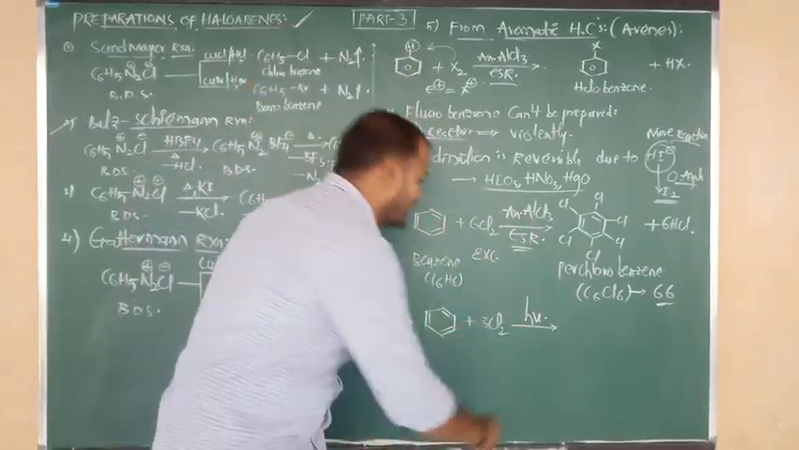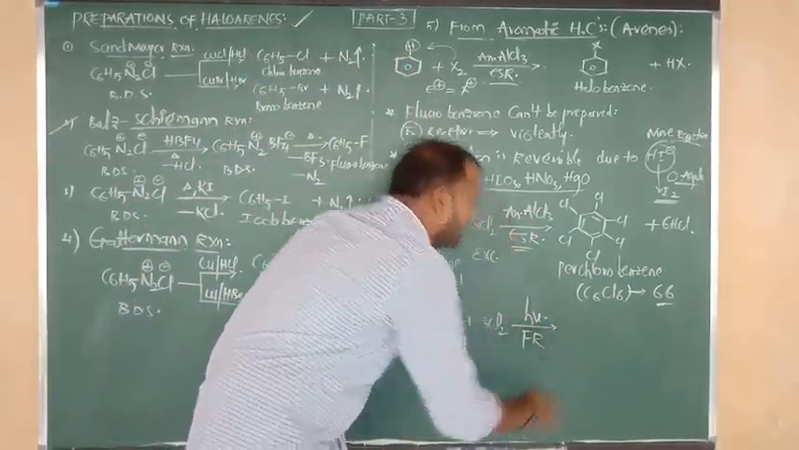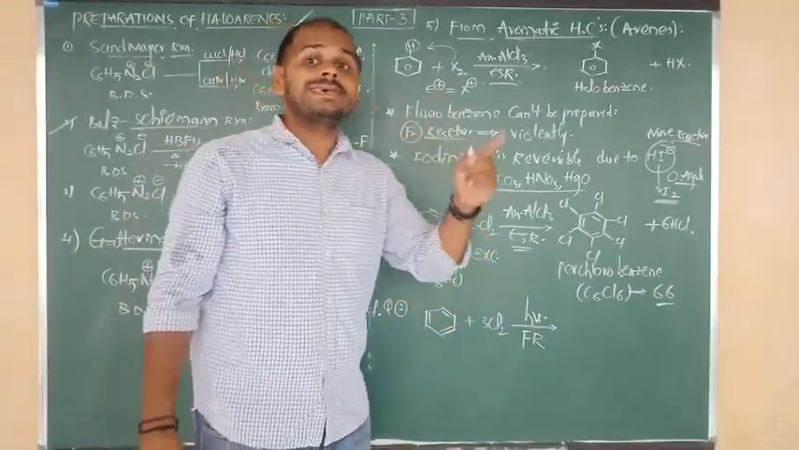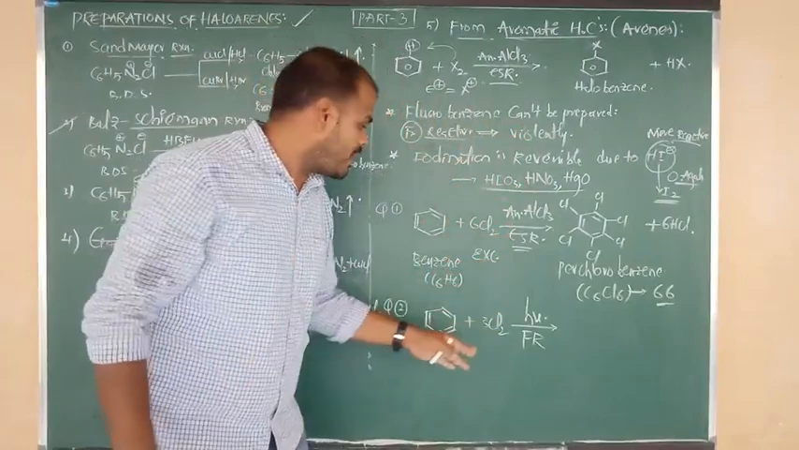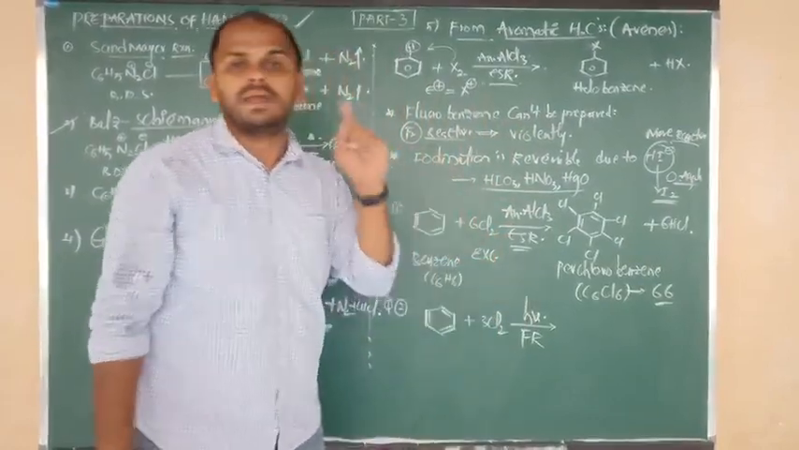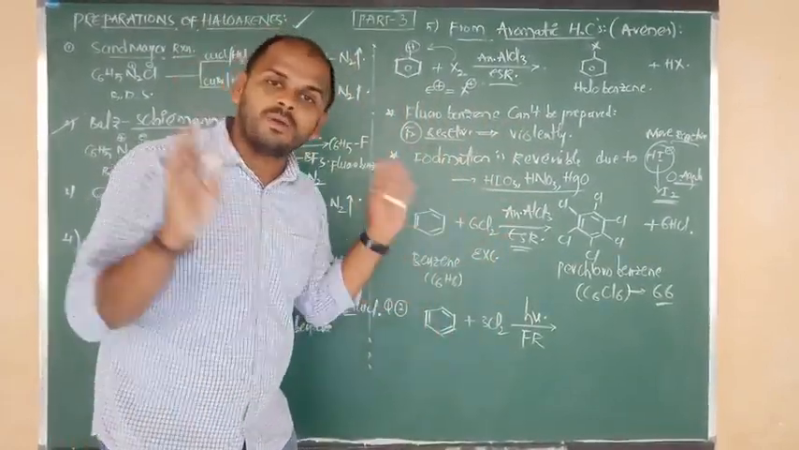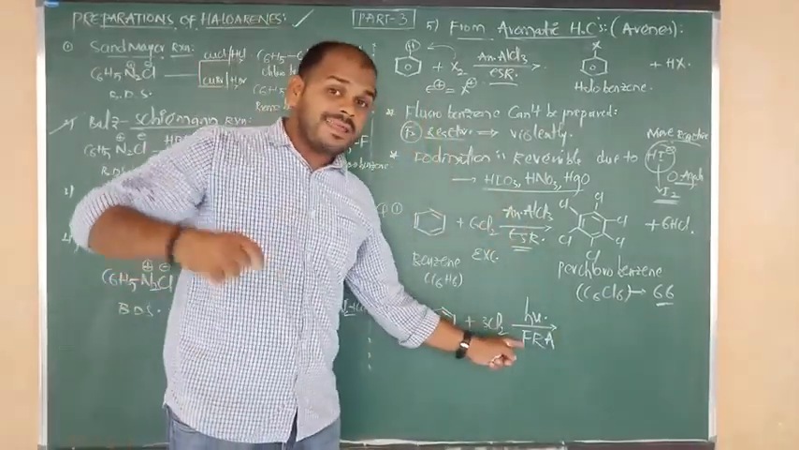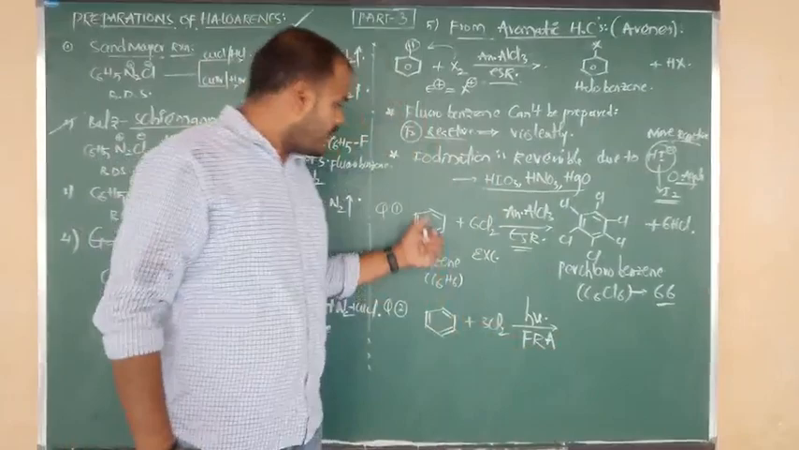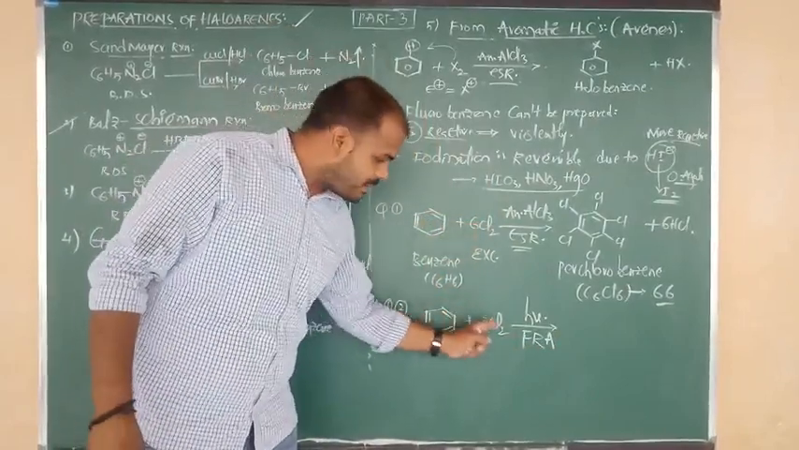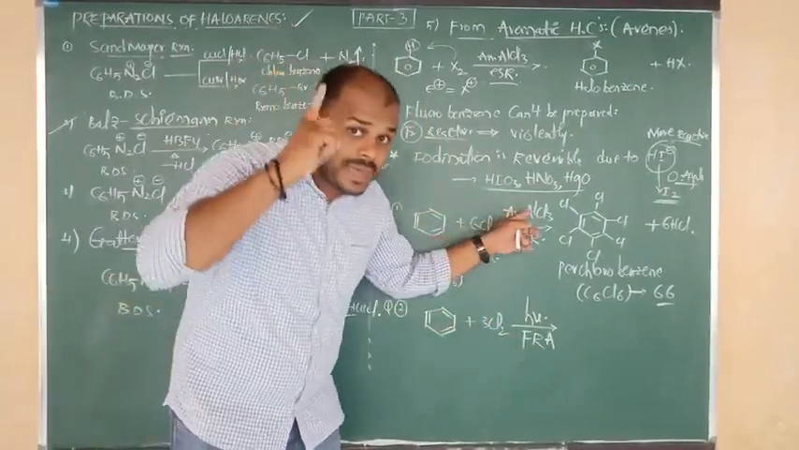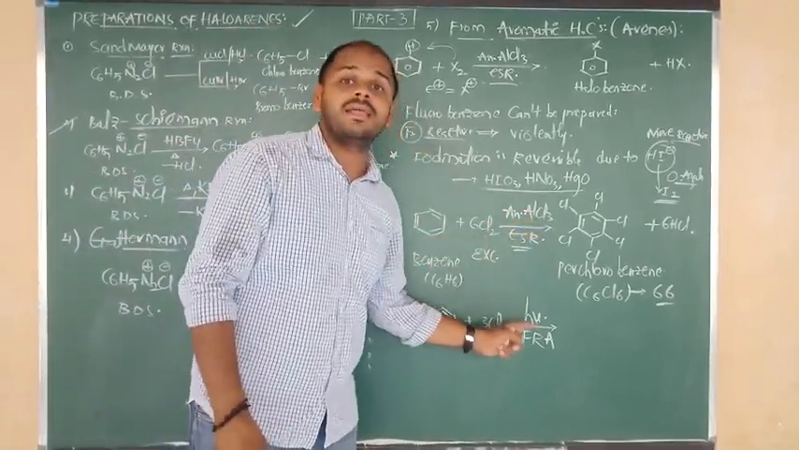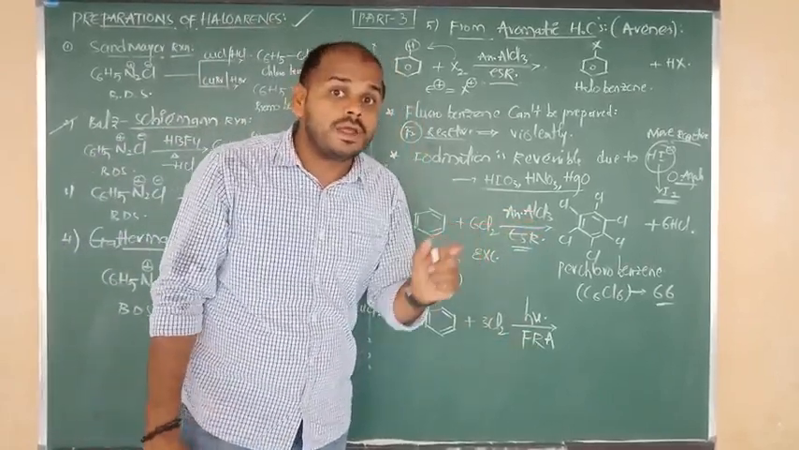This is not an electrophilic substitution reaction. This is a free radical reaction. Again, this is not substitution. It is an addition reaction, because after addition of Cl in the presence of sunlight, all three pi bonds disappear. So we can say it is a free radical addition reaction. Here also it is benzene with chlorine, but in the presence of AlCl3 we have to do electrophilic substitution, and in the presence of sunlight we have to do free radical addition.